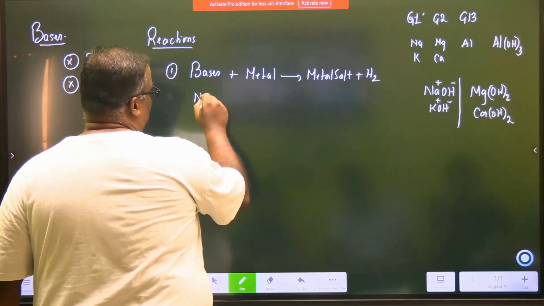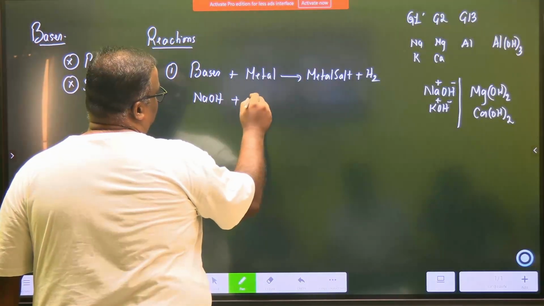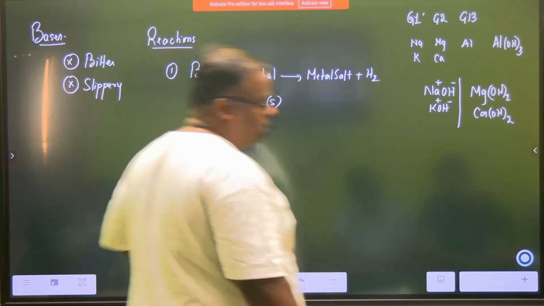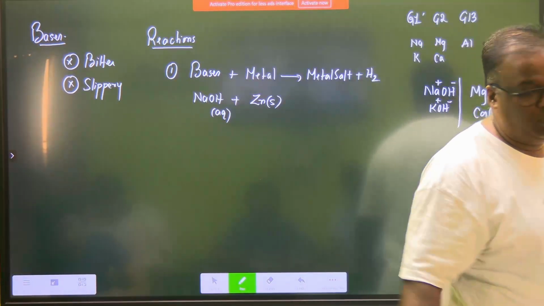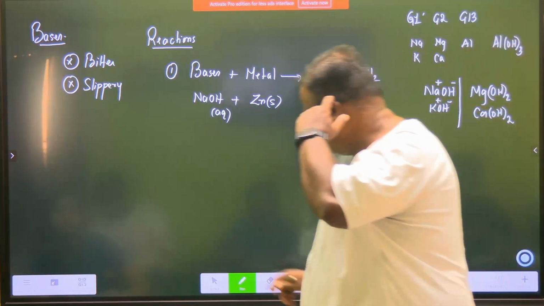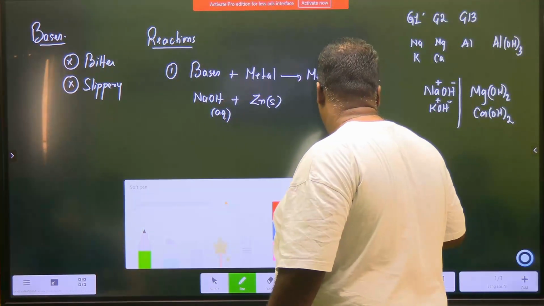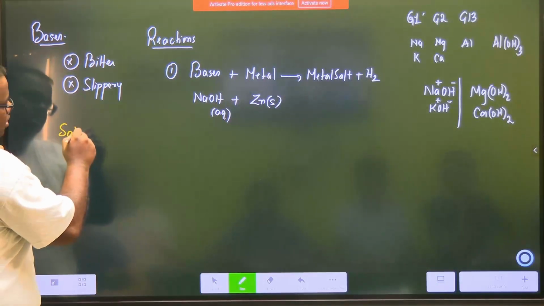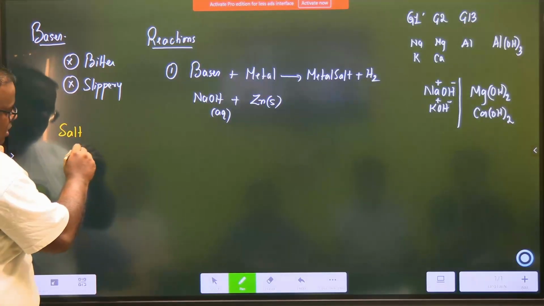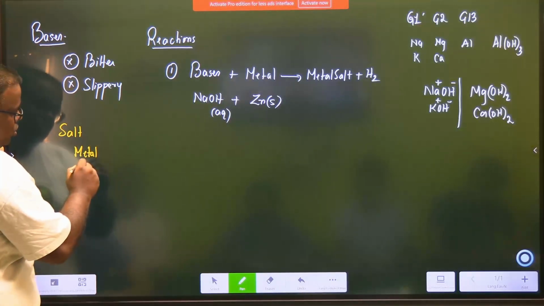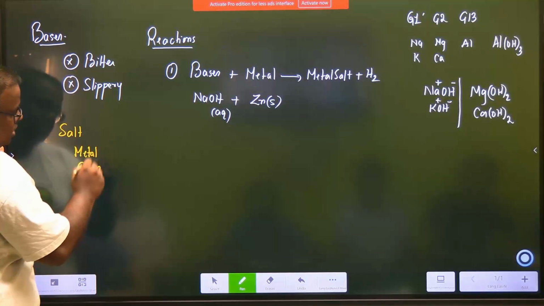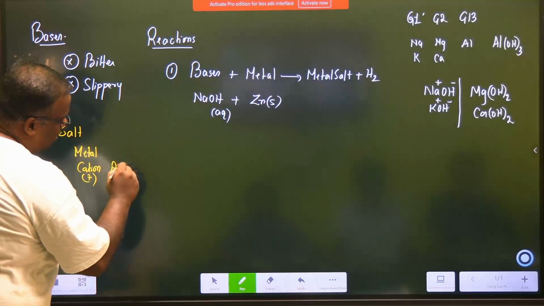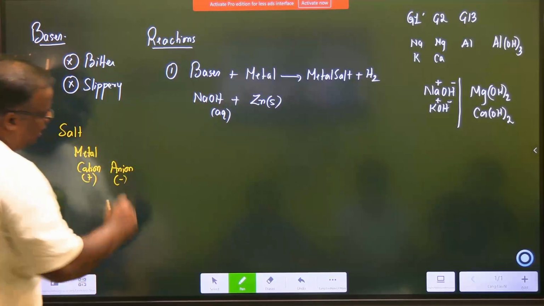We have a base which is sodium hydroxide and we make it react with a metal which is zinc. Okay, now let us try to understand this reaction first. You will read this more in salts, but understand what is a salt. A salt usually has a metal part, which is usually the cation, that is the positive ion, right? And it will have an anion part. Do you agree? This is the negative side.